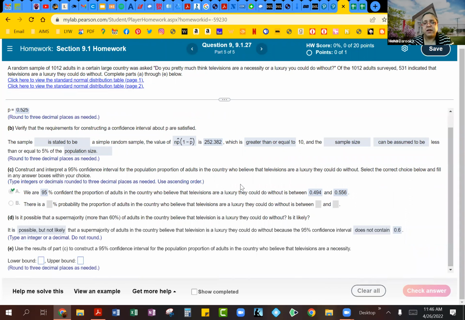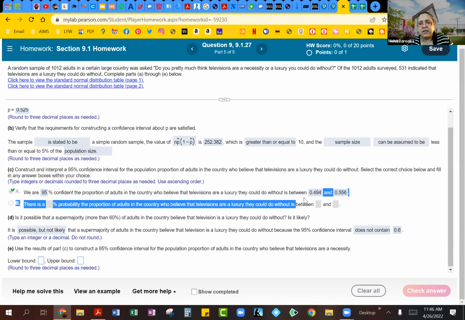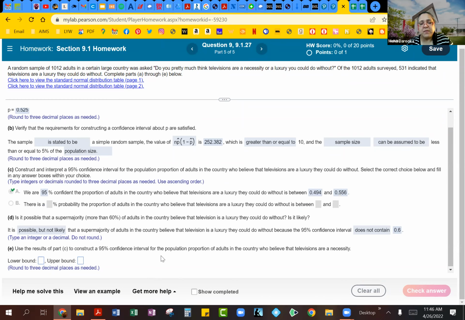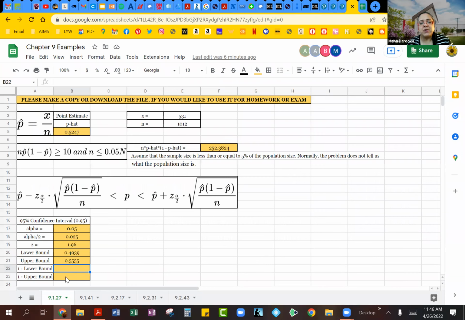Now, this one over here is actually going in the other direction. So far we've been talking about people who said television is a luxury they can do without, but what if people said television is a necessity, that they must have it and they cannot live without it, right? So how would we calculate that confidence interval? So they are saying use part C, which is where we calculated the confidence interval. Use part C to construct a 95% confidence interval for the population of adults in the country who believe that televisions are a necessity. So that's actually that last part that you have here in your handout. So that is where I'm asking you to calculate this, because this is going the other way, right?